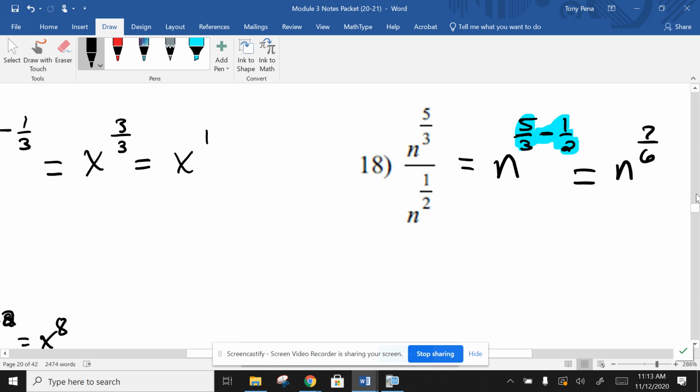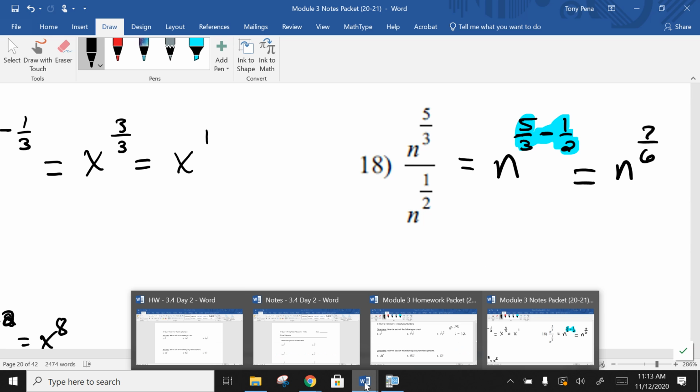All right, so that's the notes. That's pretty much it. Being able to do the old stuff and then understanding how we can rewrite these.